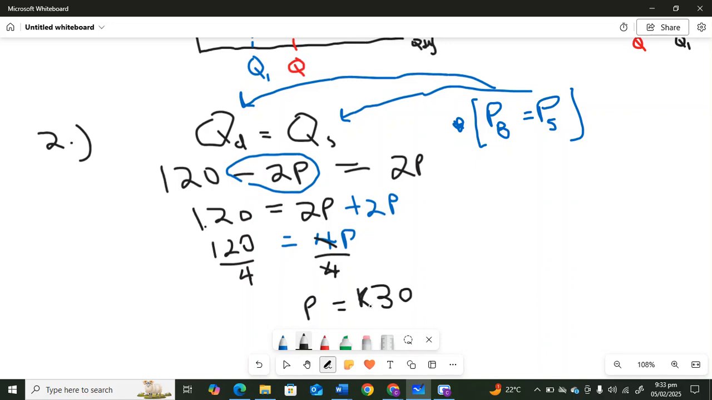So this is the equilibrium price. This is basically what we pay, and this is how much the seller receives. Here we've ignored government. It's just between the buyer and the seller. Any questions on this?